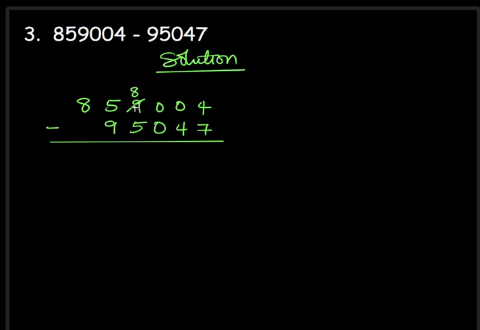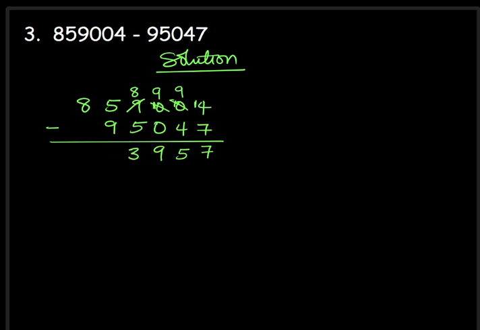So the one we borrowed, you don't jump to 4, no. You give to this 0 to make it 10, and then you borrow from here. This will now reduce to 9. You give to this one to make it 10, borrow from here. This will now make it 9, and then you give to this 4, making it 14. So 14 minus 7 will give us 7. 9 minus 5 will give us 4. 9 minus 0 will give us 9. 8 minus 4 will give us 4.